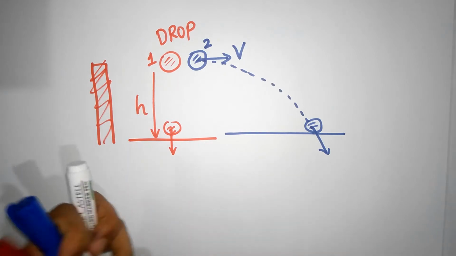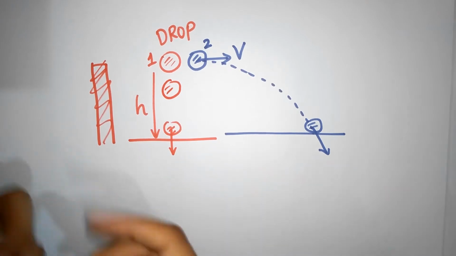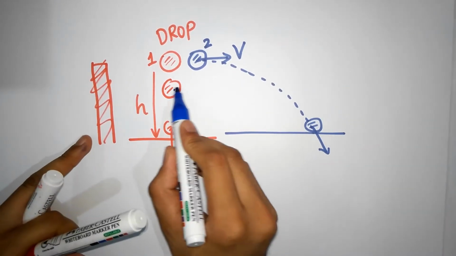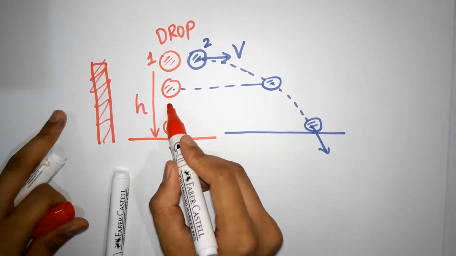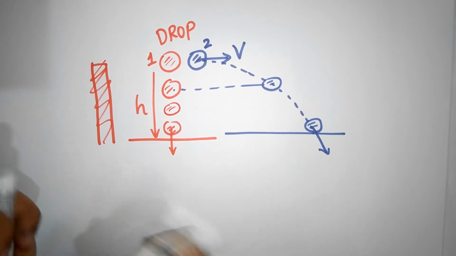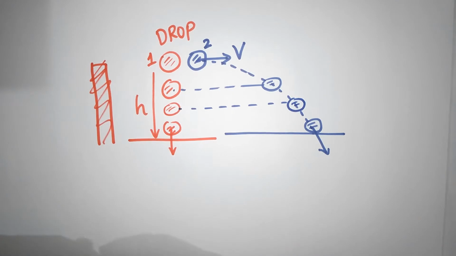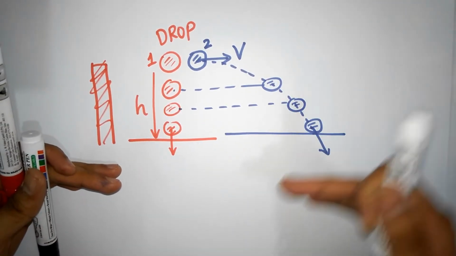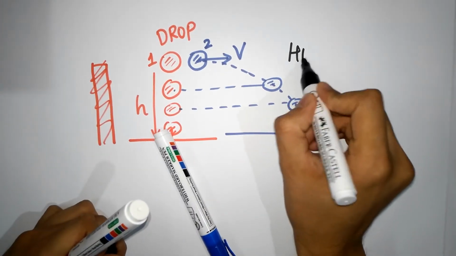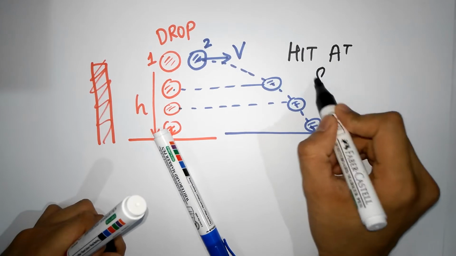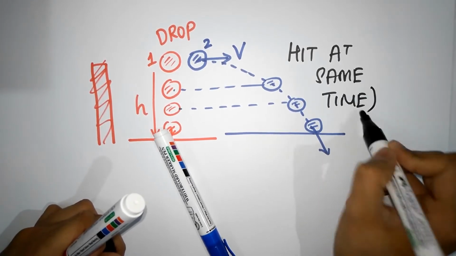In fact, if you were to probe this motion, you would see that after some point in time, this ball would have reached here, and this other ball would have reached somewhere over here. A little later in time, when one ball is over here, the other ball is over here. Because vertically, they're traveling together, and that's why they're going to hit the ground at the same time. So that is the answer: they hit at the same time.